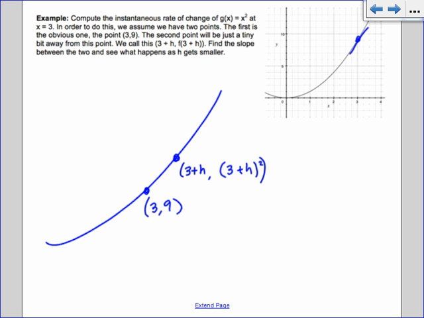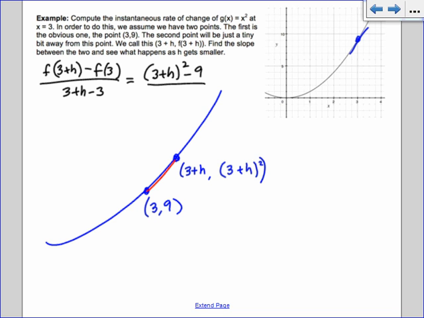So if I asked you to find the slope between those 2 points, you guys could do it, right? You would just say f of 3 plus h minus f of 3, all over 3 plus h minus 3. So our function is x squared. So it's (3 plus h) squared minus 9, all over 3 plus h minus 3, which ends up being h.